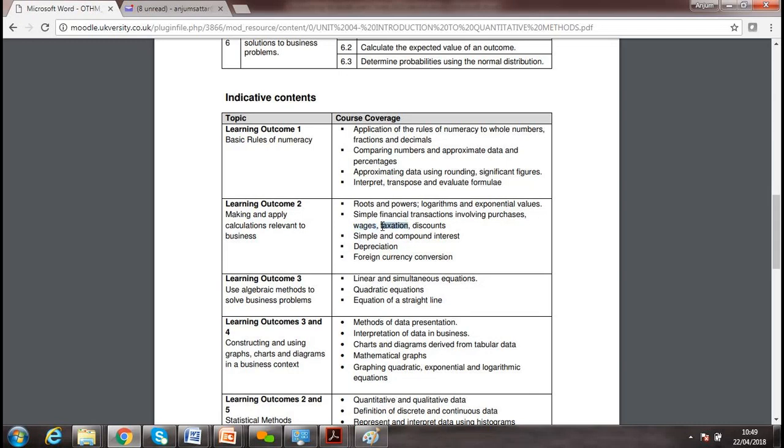Taxation, we discussed tax. We have 20%, called value added tax. We have personal tax. What is the difference between personal tax and corporation tax?